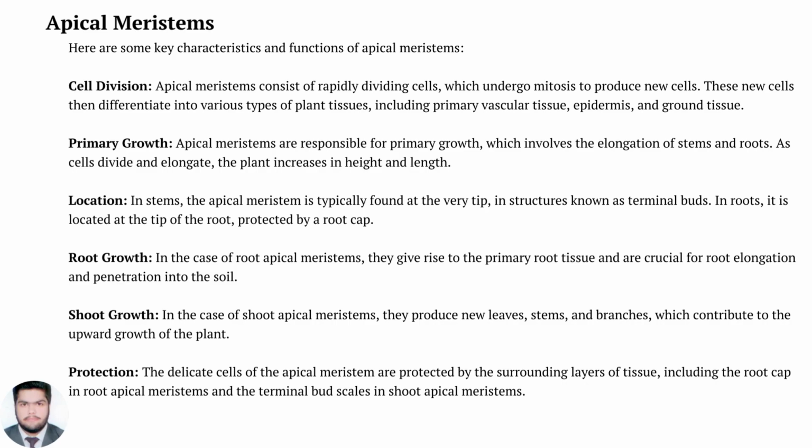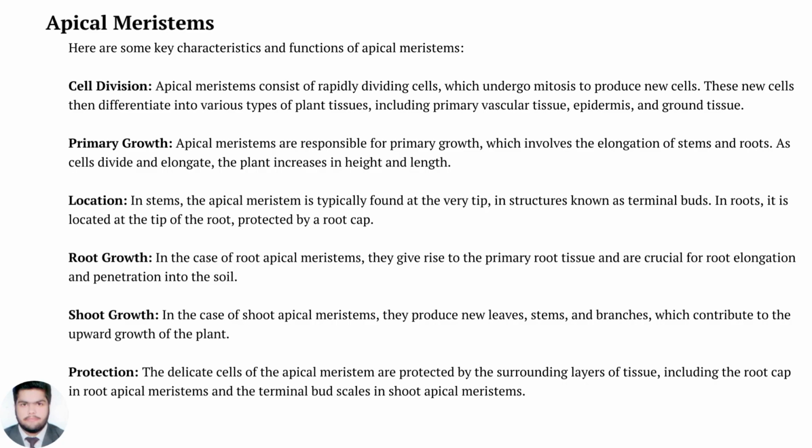Location. In stems, the apical meristem is typically found at the very tip in structures known as terminal buds. In roots, it is located at the tip of the root, protected by a root cap.